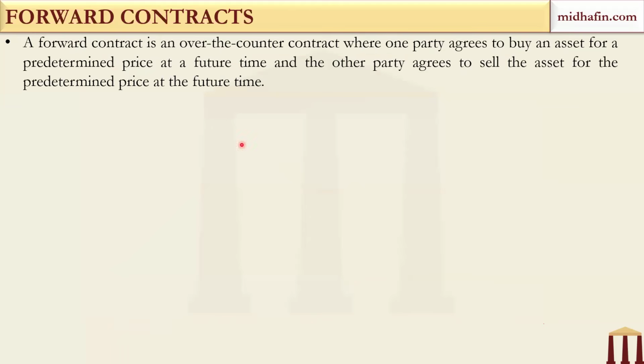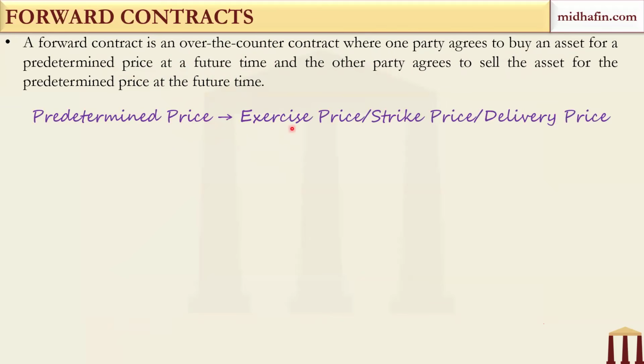Now, what is a forward contract? A forward contract is an over-the-counter contract where one party agrees to buy an asset for a predetermined price at a future time, and the other party agrees to sell the asset for the predetermined price at the future time. What do we call this predetermined price? We can call it the exercise price, sometimes the strike price, sometimes the delivery price. These terms can be used interchangeably, but they imply the same meaning: the predetermined price at which the delivery will take place. This future date is known as the expiration date.